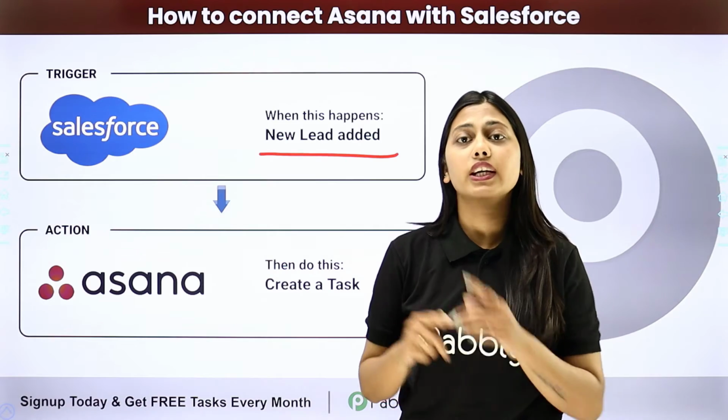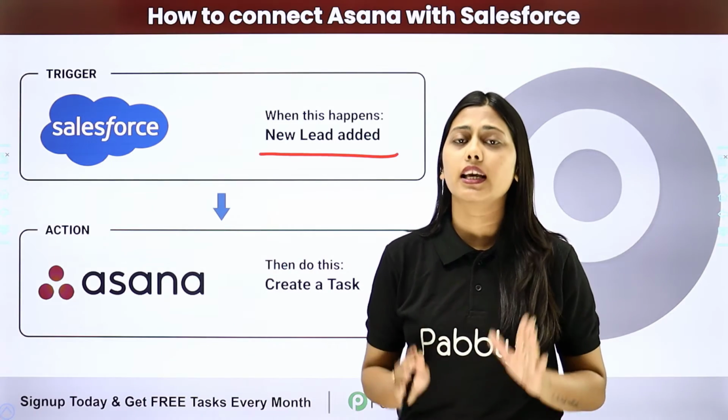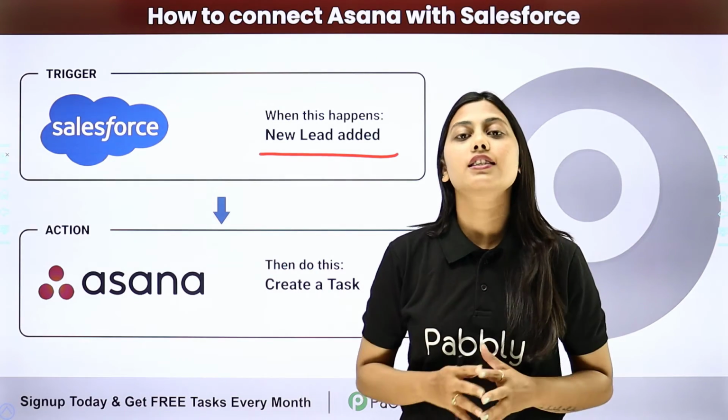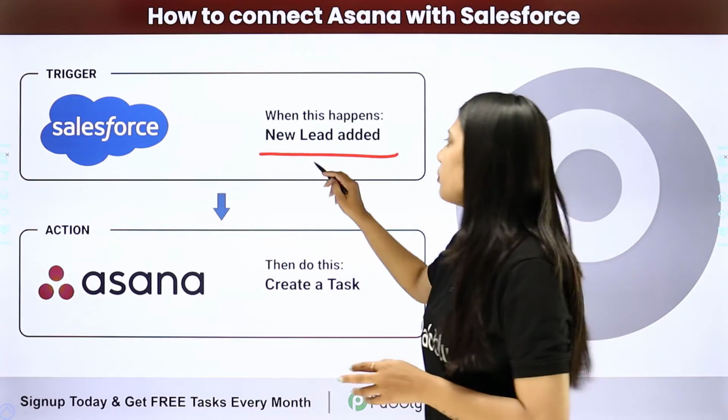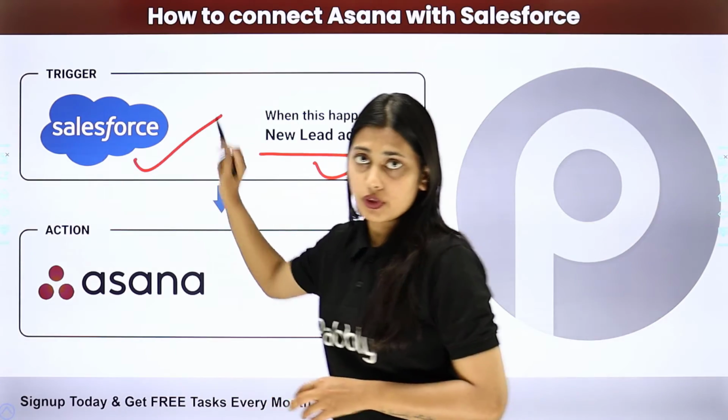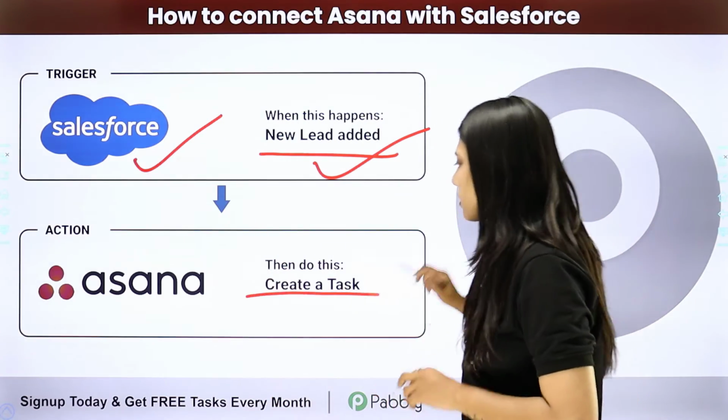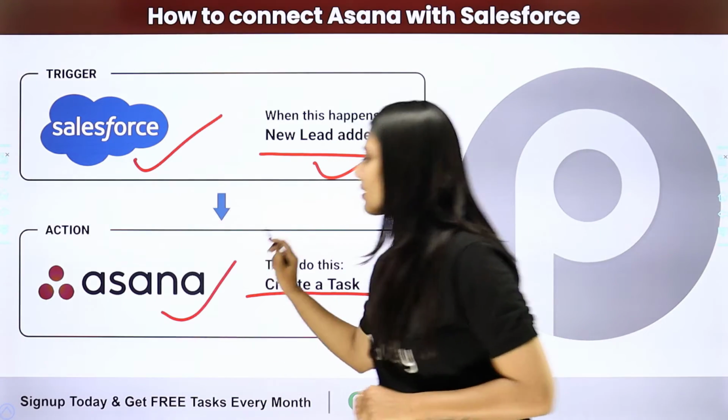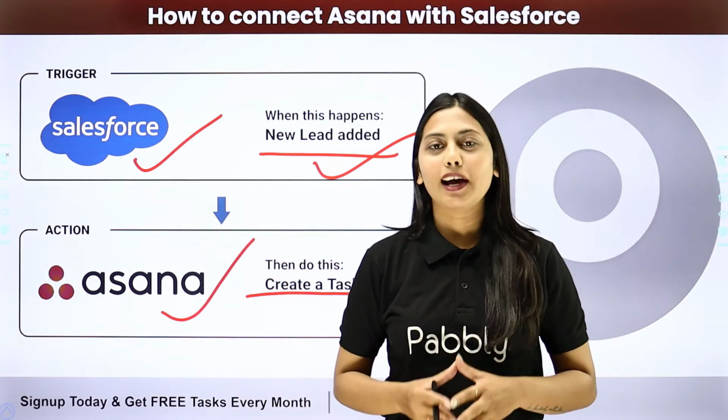But what if I tell you we can actually automate this whole process with the help of Pabbly Connect? We will create such an integration where our trigger will be new lead added in our Salesforce and our action will be new task created for that lead in our Asana account. Let us learn how to do it.